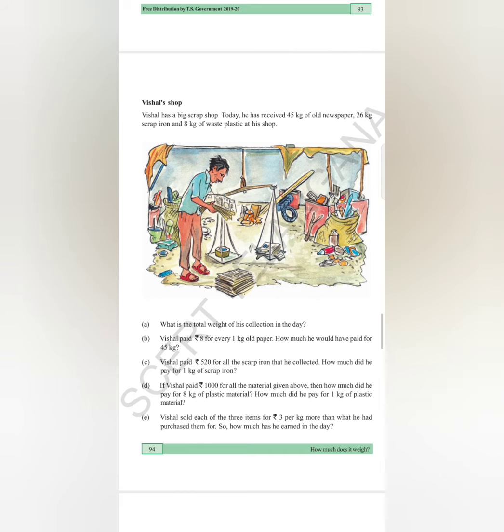For that purpose, what we need to do? We have to check for which material he has got of how much weight. So newspaper of 45 kgs and scrap iron of 26 kgs and waste plastic of 8 kgs. So what we need to do to get the answer? We need to just find out the sum of all the three numbers. So let's solve it.